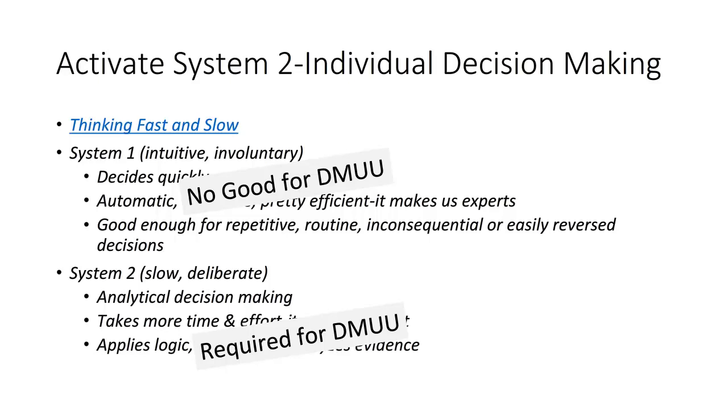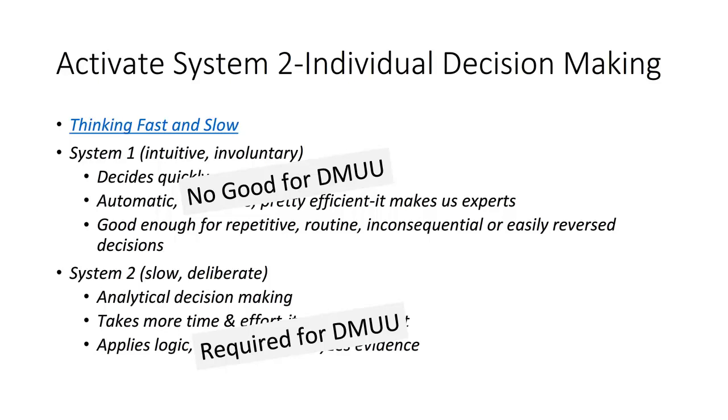Let's talk about some individual decision making. System 1 is intuitive. It's involuntary. It decides things very quickly, but it uses heuristics, shortcuts, to do that. It works on an automatic basis, and it's very impulsive. It says, I've got this. It's pretty efficient, and it makes us experts very often. It's especially good for repetitive, routine, or inconsequential and easily reversed kinds of decisions.